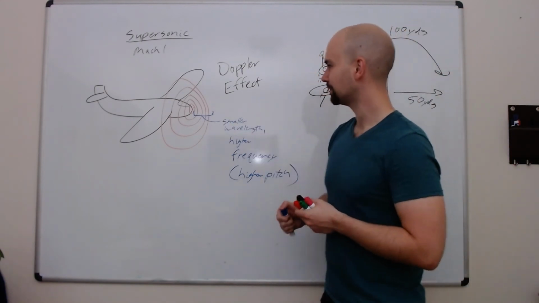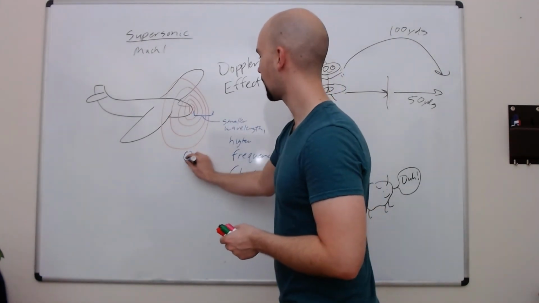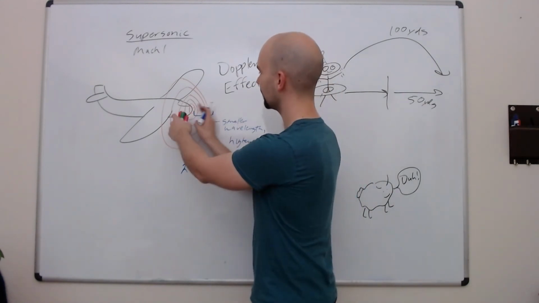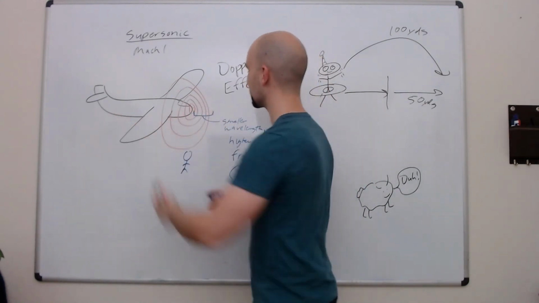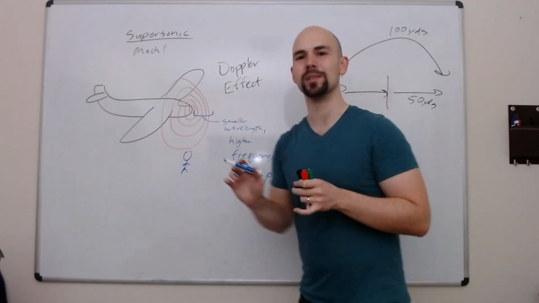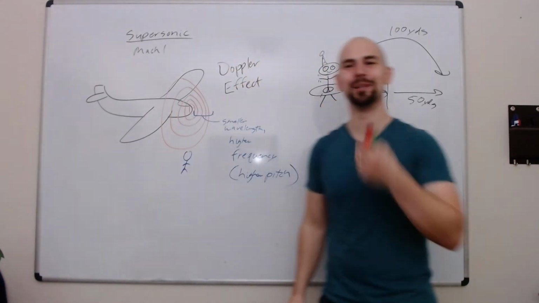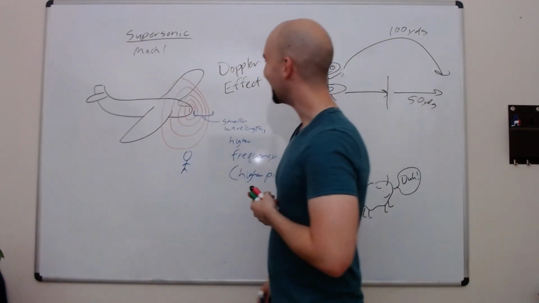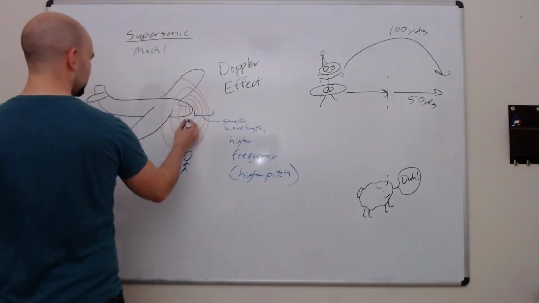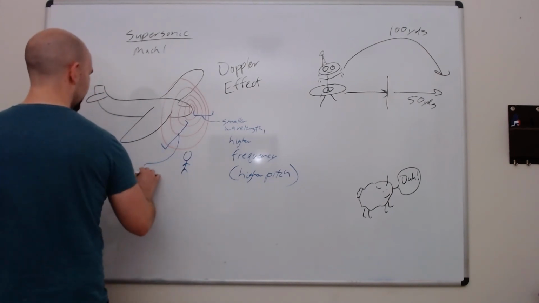But then, if this plane passes you, what happens behind? Well, it's no longer compressed up like it was up there. It's actually going to be spread out. So then the ambulance passes you and its siren gets lower and lower and lower. So here you have bigger wavelengths, more spaced out.